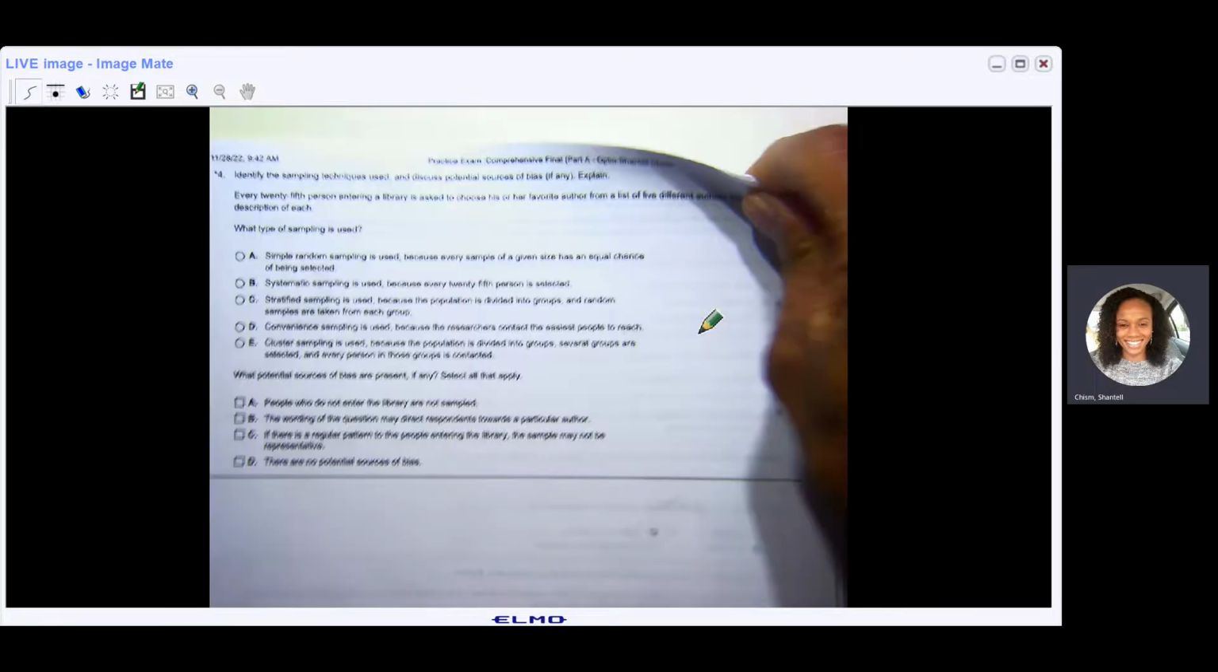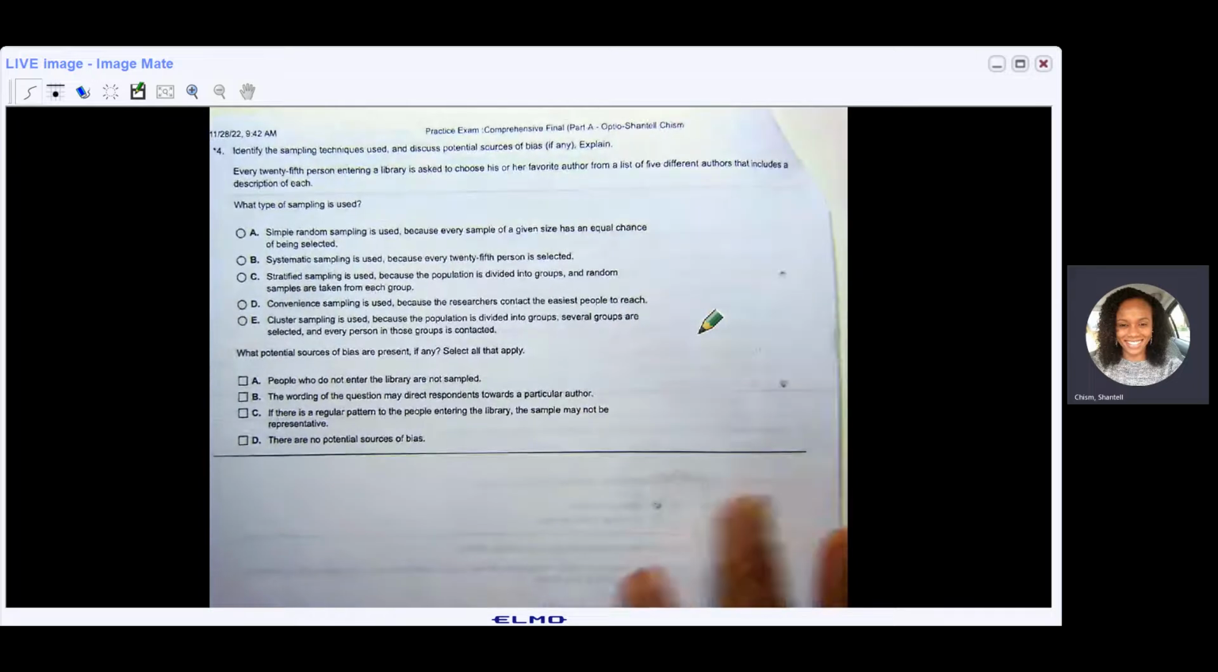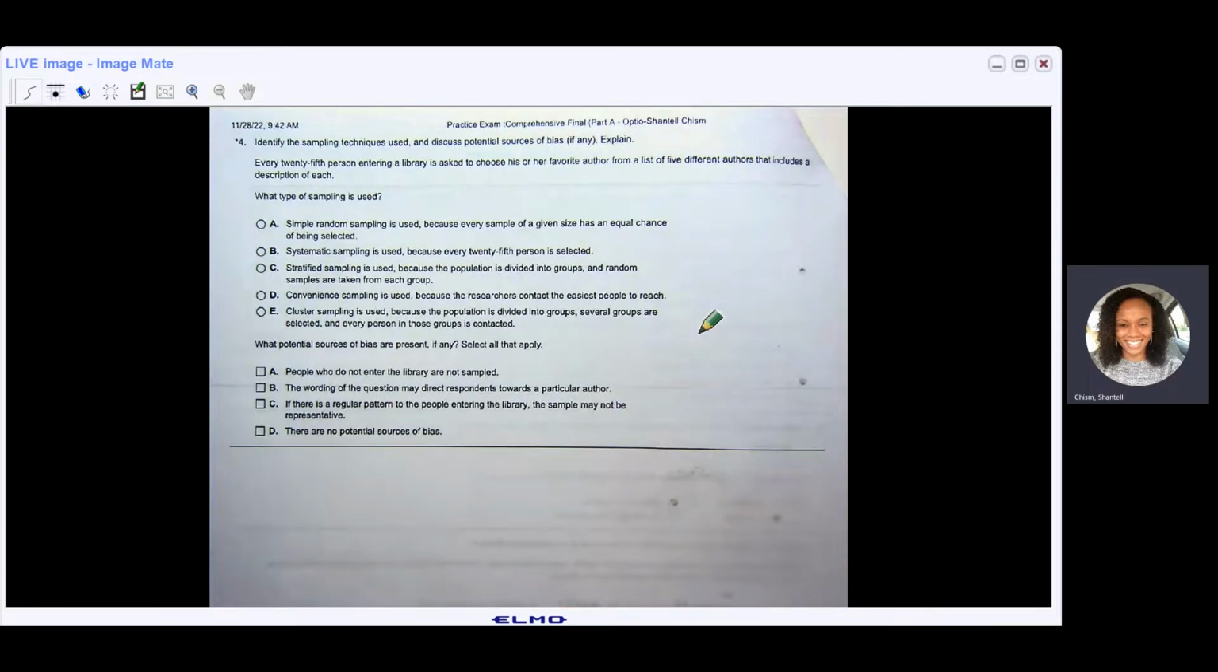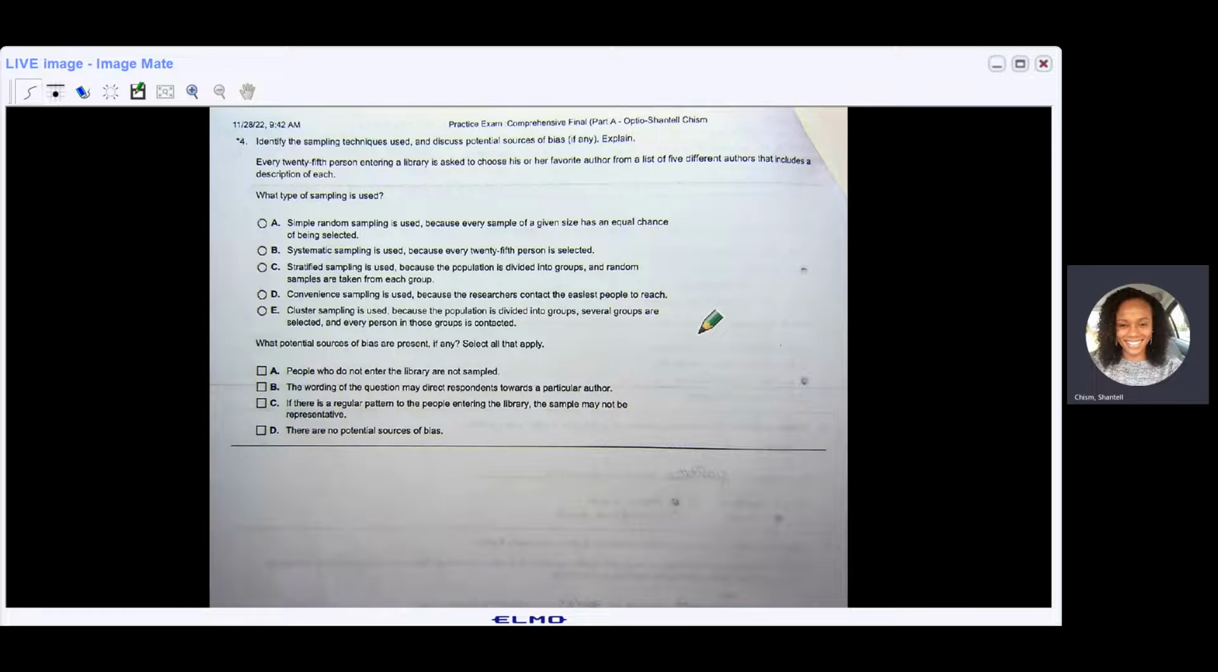All right. Number 4 is asking us to identify what sampling technique was used. I'll look at this one as well. So, which sampling technique is used and discuss any potential sources of bias. So, bias is basically what can happen to make the sample not be as, I guess, affected by other forces or outside forces.